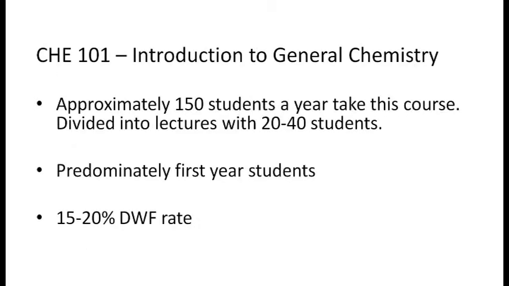To give you a little idea of what my Chem 101 course is like, about 150 students take this course a year, so it's a very large class. And we divide that into 20 to 40 students per section. So there's a number of instructors that teach this course, very often 2 or 3 of us in the fall, sometimes adjunct instructors are teaching it. So we want to have some continuity between our courses, and that's something we were concerned about.